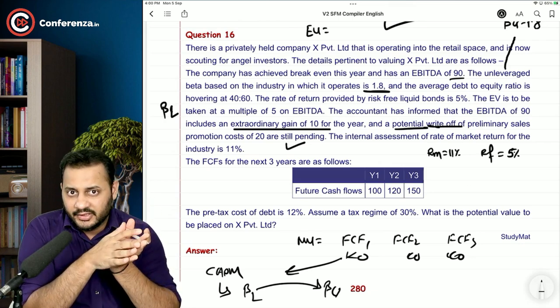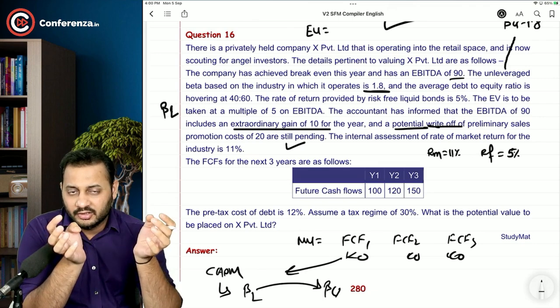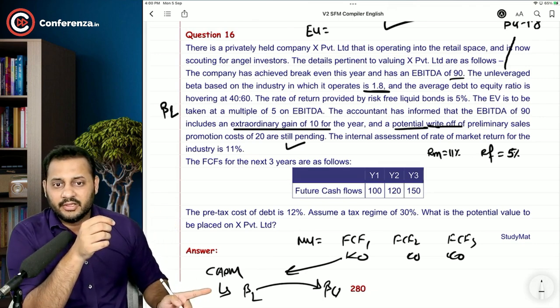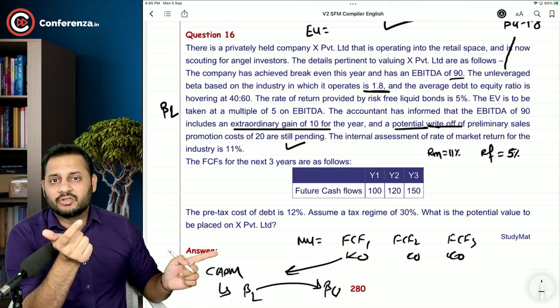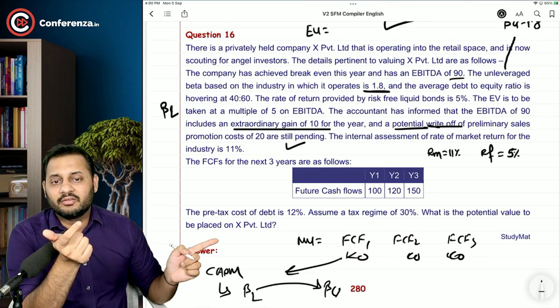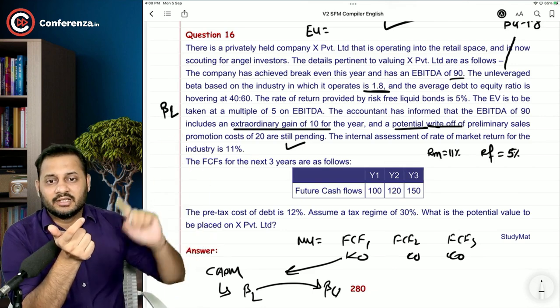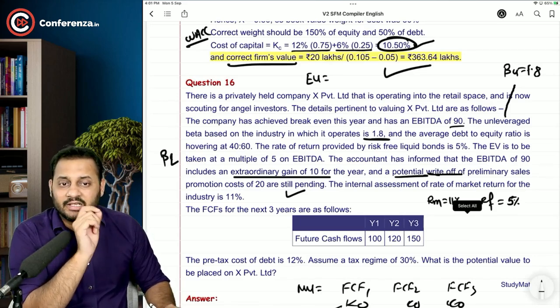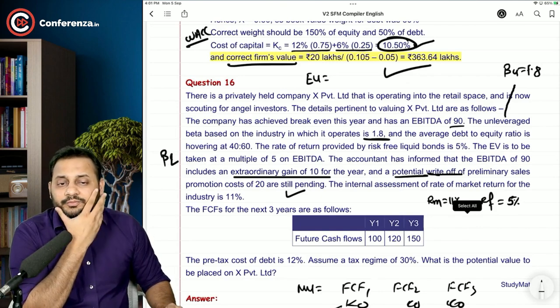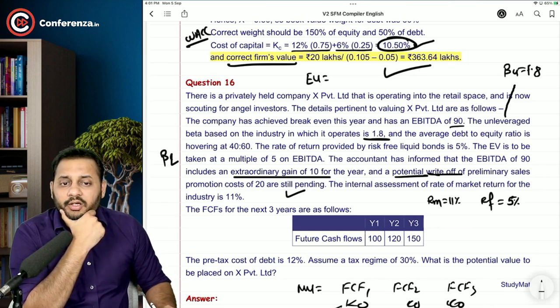So these are the things that you need to do. First, take the unlevered beta, use the geared ungeared beta formula, calculate the levered beta, use it in the CAPM with market return and risk-free rate of return, calculate the cost of capital, and then you can discount the free cash flows. This is the other method. There is another way we can calculate the value of the company using the enterprise value, which is EBITDA into this multiple. So all in all, market value of equity can also be taken.